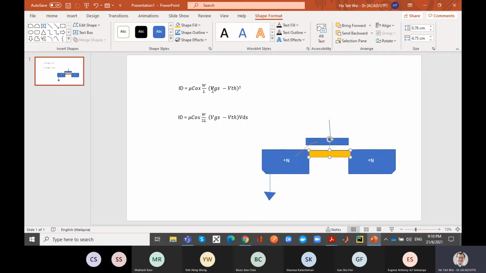That's why you need a VGS above VTH. VTH is the minimum voltage to actually create a conducting channel here. That's the principle of MOSFET operation.